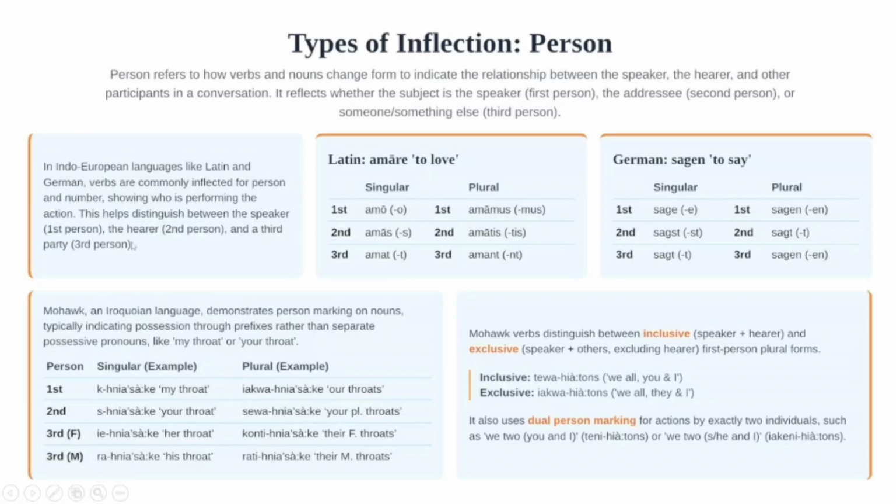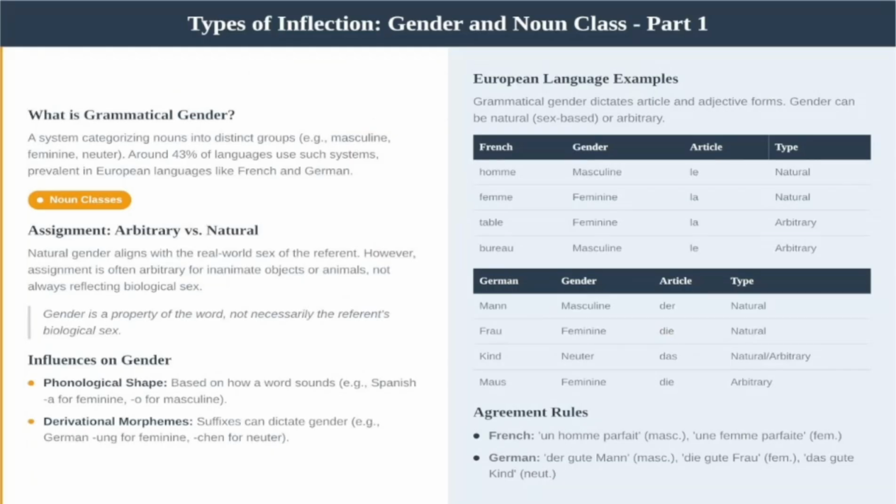Arbitrary doesn't match the real-life gender because it's an object. It has no gender, so it doesn't really follow any logic. It has no logic at all. But genders are assigned randomly by the language, whether it's French or German.